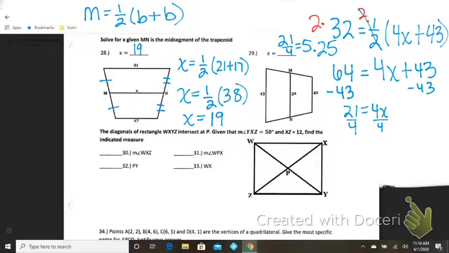Let's move on to 30 through 33. I had a lot of people ask me questions about this as well. The diagonals of a rectangle, so that's important, this is a rectangle, intersect at P given that angle YXZ. So let's find that angle, YXZ. So that's this little angle right here, is 50 degrees.